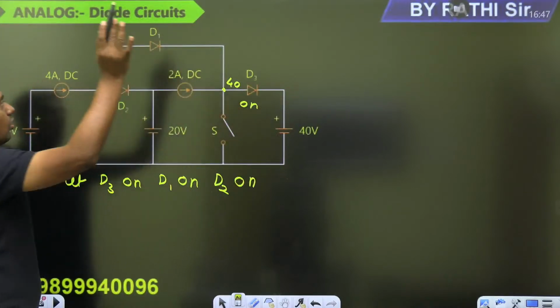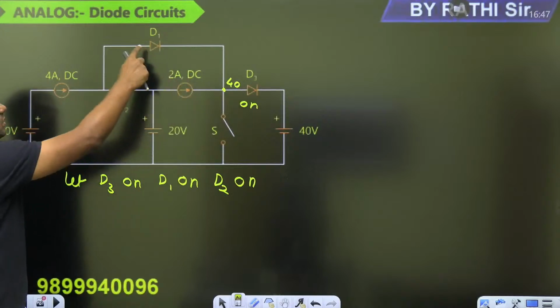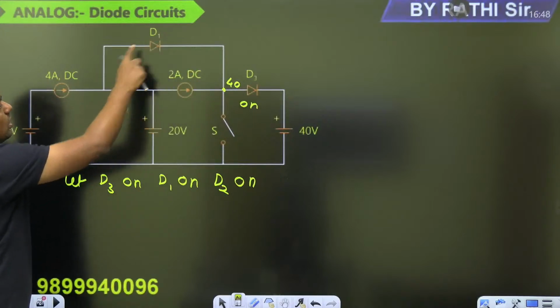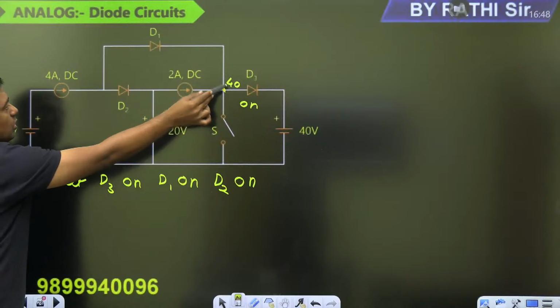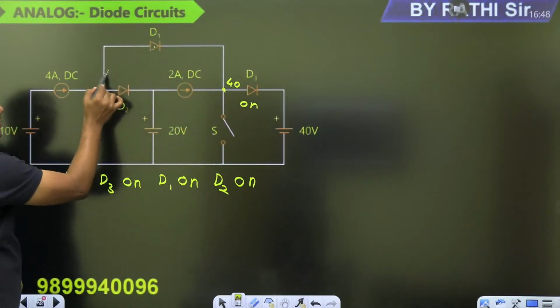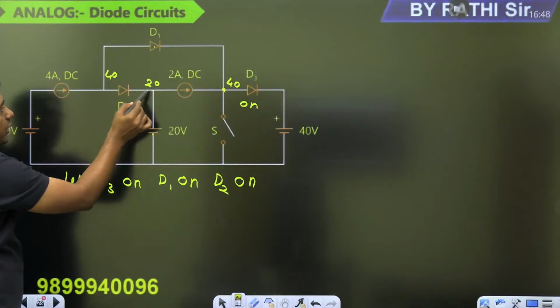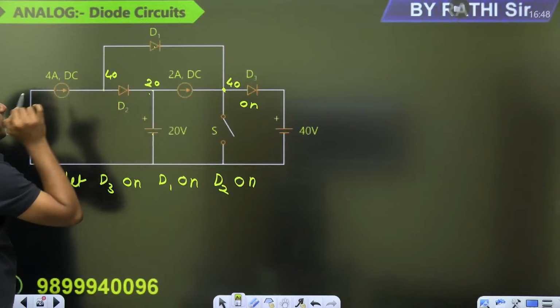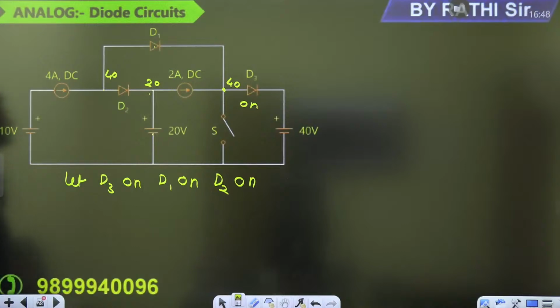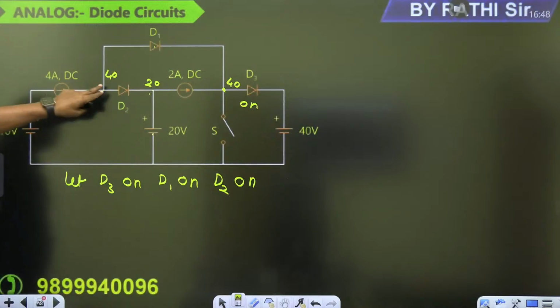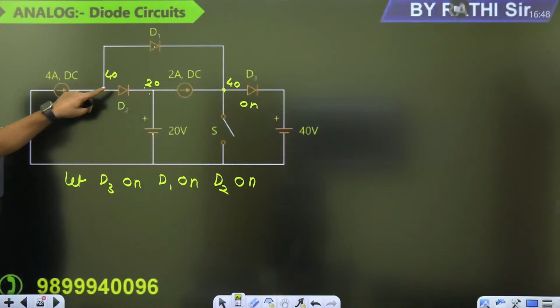All on. That is on. D3 is on. D1 is on. D2 is on. So what is the voltage at this point? 40. If it is on, it will become 40. What is the voltage at this point? 20. So according to it, if it is on, then voltage at this point should be equal to 20. Not satisfied. At the same node, we are getting 2 voltages, 40 as well as 20, because that is on. So from this point, it is 40 volt. From this point, it is 20 volt. Not possible.